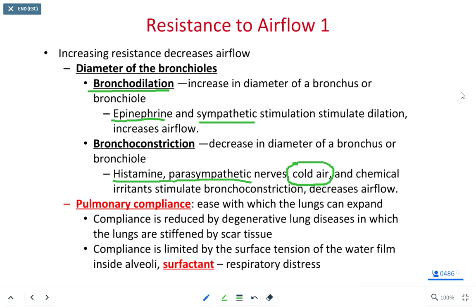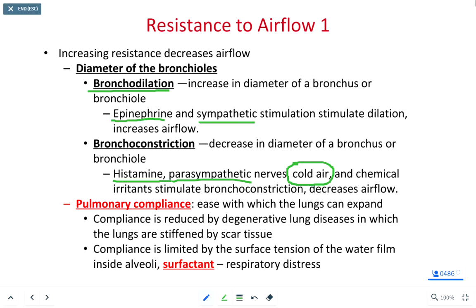Some other things can cause bronchoconstriction as well, including chemical irritants. The most common one that most people think of is pepper spray. The capsaicin within the pepper spray causes irritation of the bronchioles and bronchi and causes them to constrict.